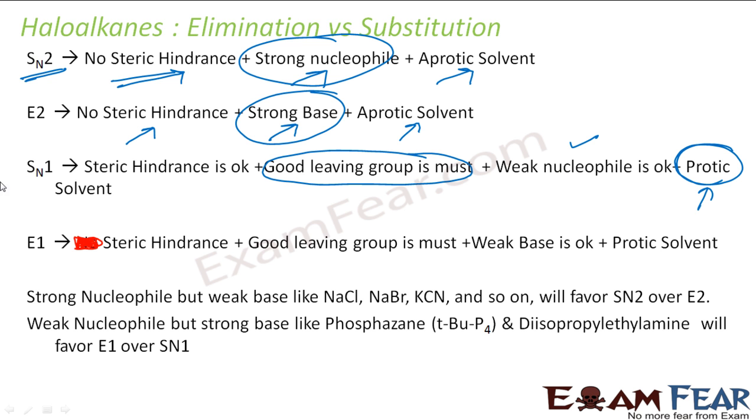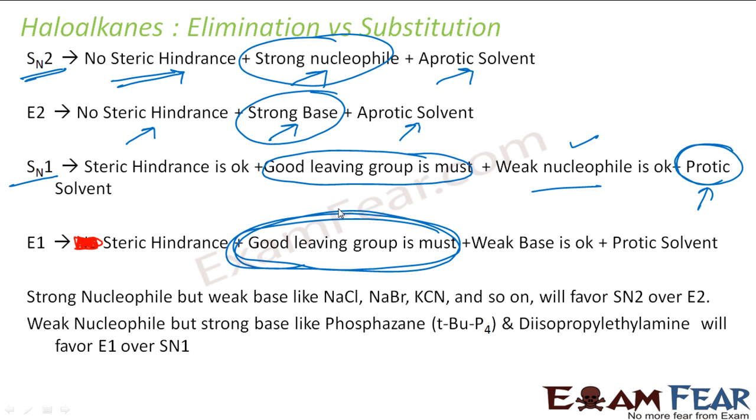Sorry, this is SN2. So any nucleophile can attack. So nucleophile is okay. In this case, steric hindrance should not be there. Here also the leaving group has to be good. This is the critical factor. As I told, to make it a better leaving group, we make sure the solvent is protic, because the protic solvent helps the leaving group leave early. The base can be anything.